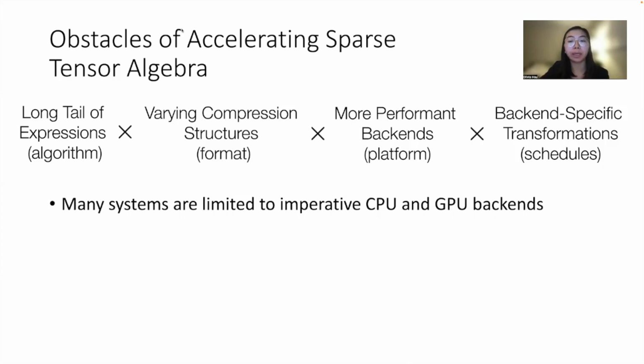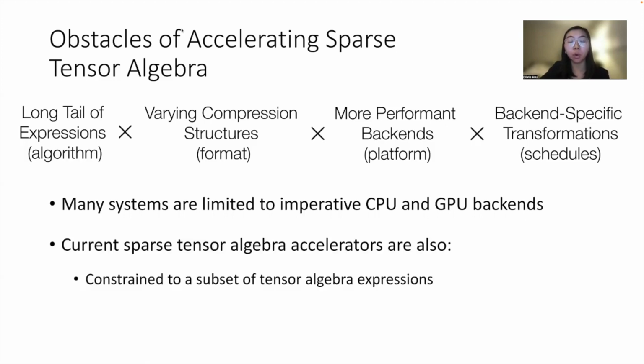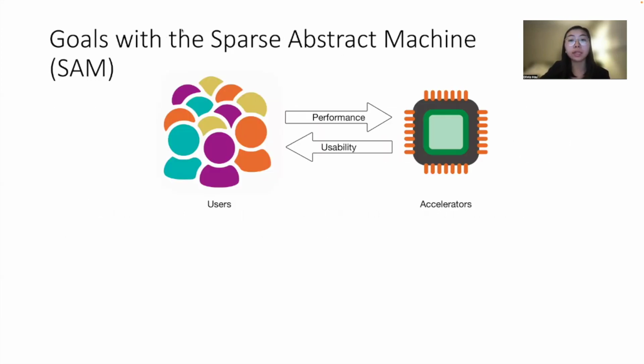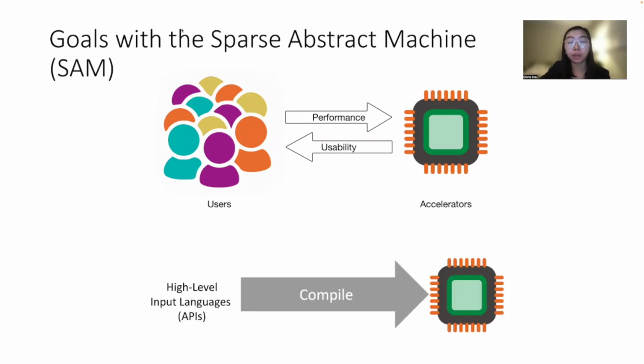Performance is obtained from backend-specific or optimizing transformations. Furthermore, current sparse tensor algebra accelerators are limited to only a subset of tensor algebra expressions and need to be programmed at a lower level of abstraction, which is hard for an end user to reason about. To address these problems, we introduced the sparse abstract machine to represent sparse tensor algebra for dataflow accelerators. Our system enables increased performance for the end user by natively targeting hardware accelerators, and improves the usability of those accelerators by providing an automatic compilation system from high-level languages.